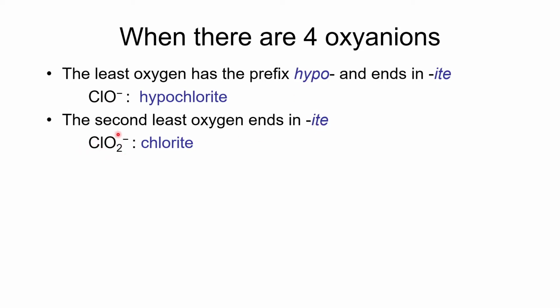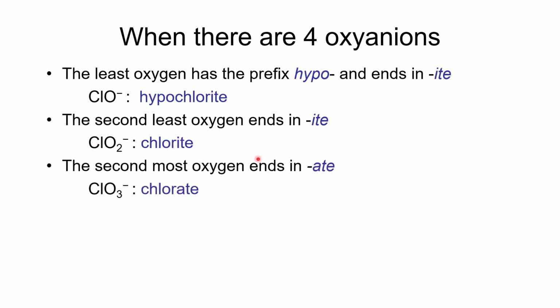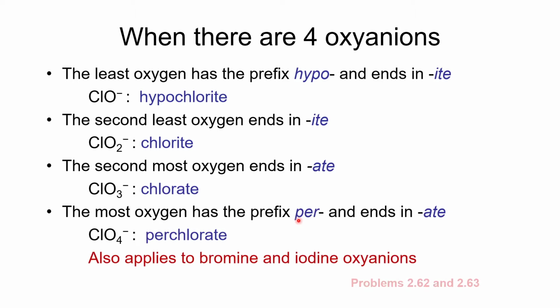So ClO2- is chlorite. The one with the second most oxygens, we're going to end in "ate." So ClO3 with a -1 charge, that is chlorate. And then if we sort of exaggerate this and go one more oxygen, then it's kind of a super-ate, and instead of super, we just use per. So the most oxygen we're going to call per and then end it in "ate." So ClO4- becomes perchlorate, or perchlorate is sometimes how people say this.